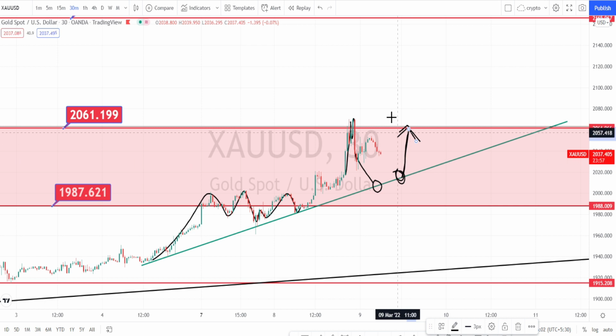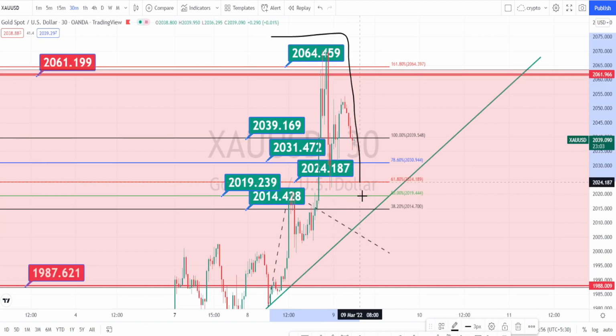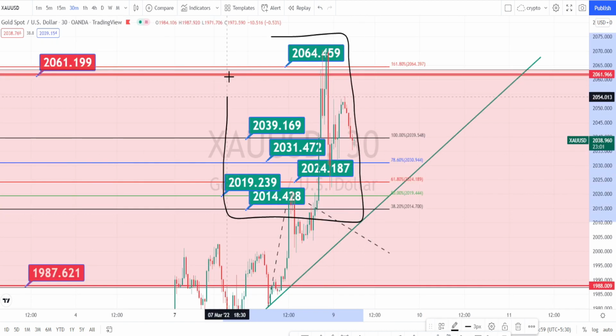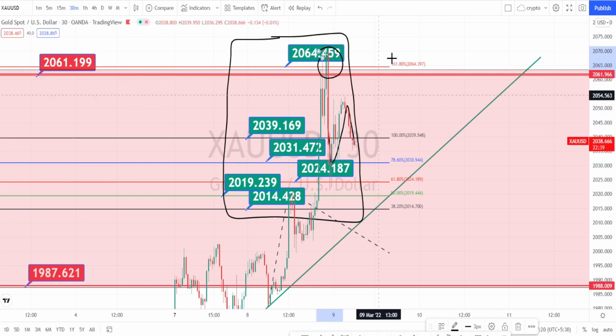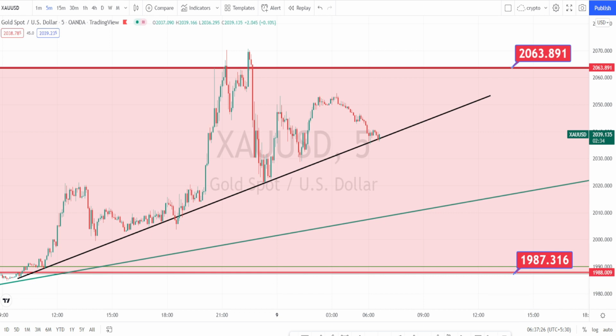Let us mark the support and resistance levels for 30 minutes time frame. So the values in green color boxes are the support and resistance levels for 30 minutes time frame. Currently the price action is on a retracement after testing a new high. Let us do the analysis in 5 minutes time frame. I'm in 5 minutes time frame now.